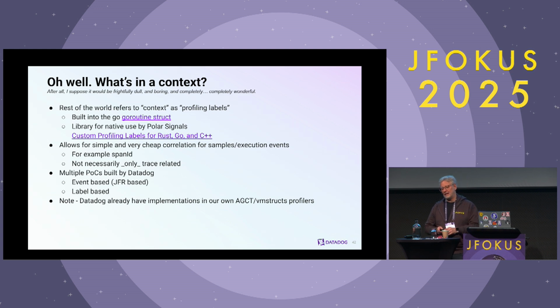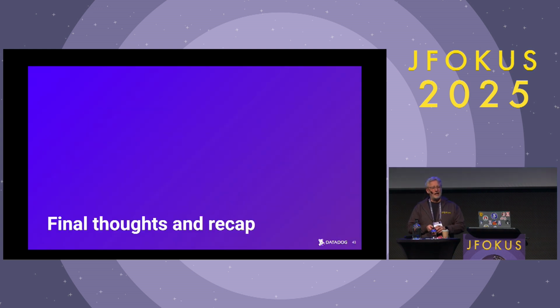For the label-based one, you would simply have a mechanism in the JDK that is very simple, where you can associate a thread or virtual thread with a context. And it doesn't need to propagate the context. That would be the responsibility of other tools, because you can't know who wants to do what or provide context how. So it's just a very, very simple mechanism. And that could then be surfaced through JFR and other technologies. Of course, as I said, Datadog already has implementations in our own async at call trace and vmstruct-based profilers, but hopefully we could have that for everybody.